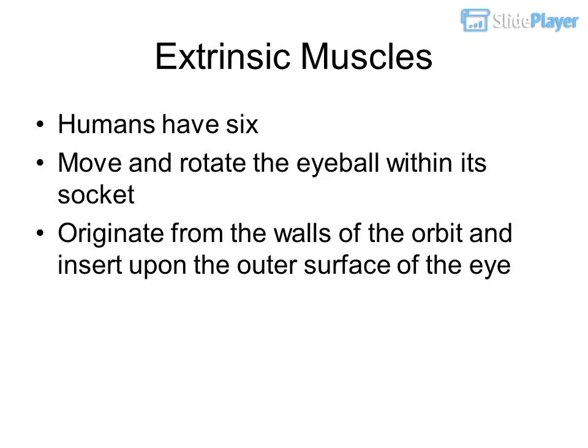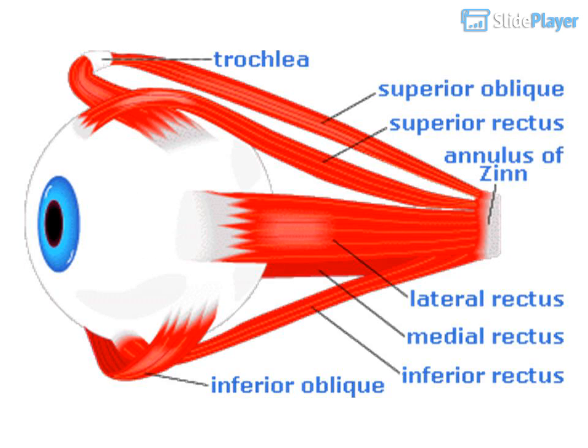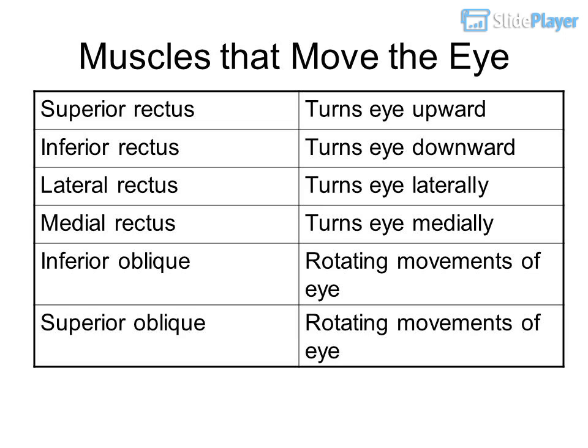Extrinsic muscles. Humans have 6. They move and rotate the eyeball within its socket. They originate from the walls of the orbit and insert upon the outer surface of the eye. Muscles that move the eye.